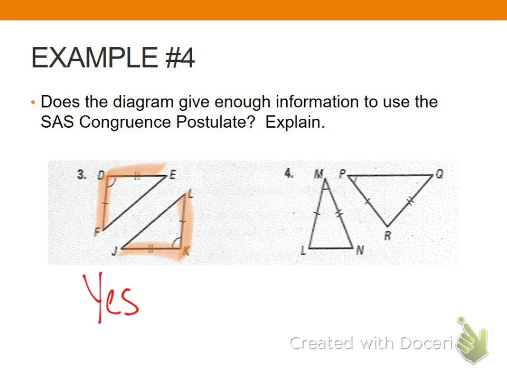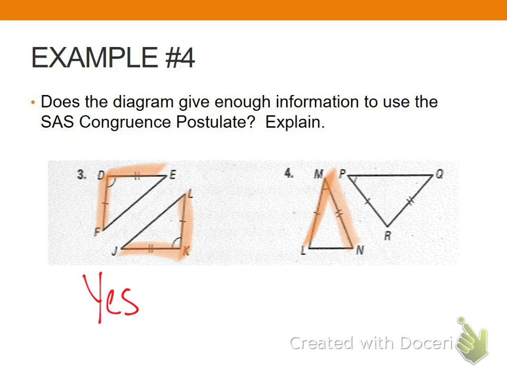On number 4, can we use side angle side? No, why not? Sort of. What about the included angle? Good. P is not an included angle. So the first triangle they set up for us is good. Right? That's the included angle there. Okay, so M is the included angle, so that's fine.